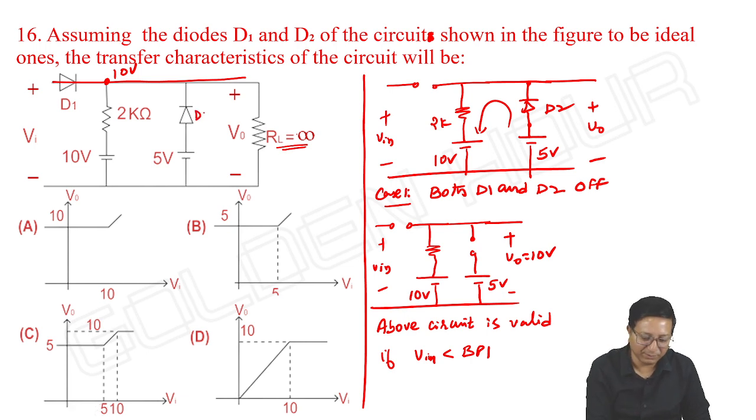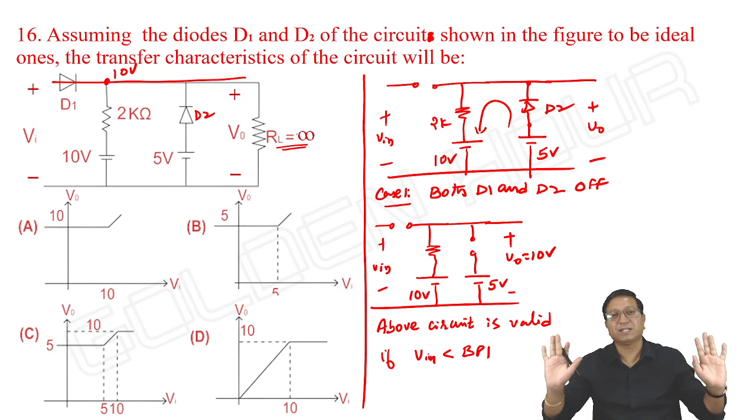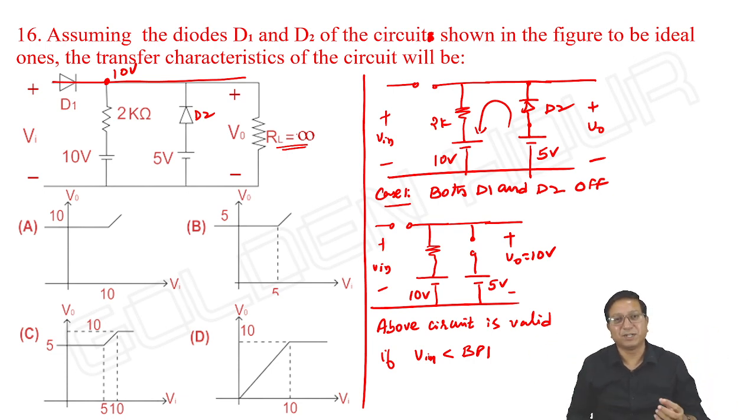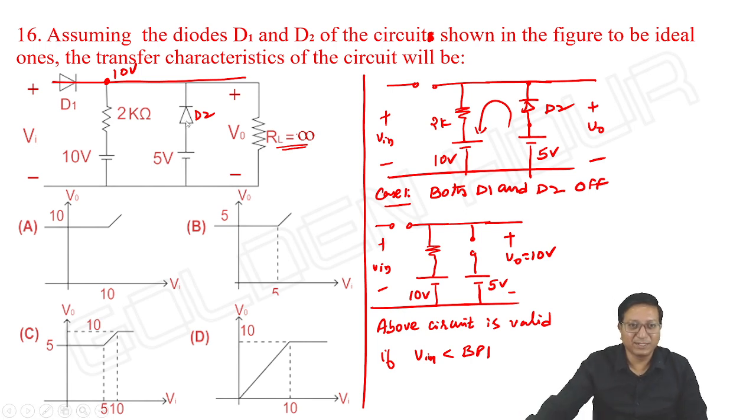No. Here, let me write it as D2. Okay. There is no scope for D2 to conduct at all in this problem. 5 volts is not at all coming as a breakpoint and D2 is not at all conducting. See the interesting thing in this problem. Okay, when input is case 2, D1 is on, still D2 is off.